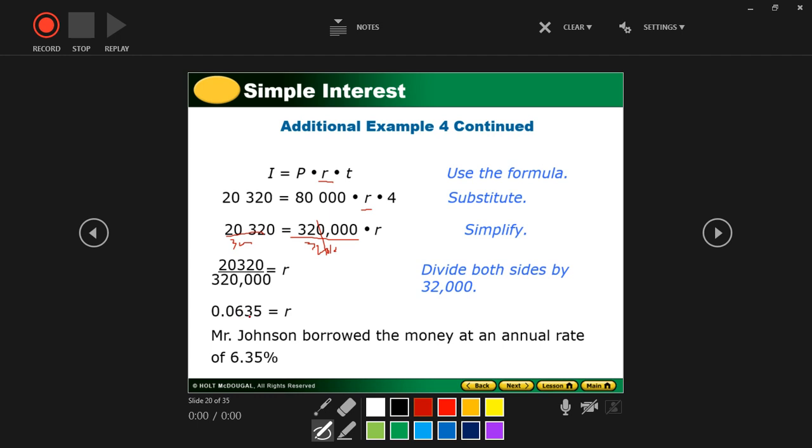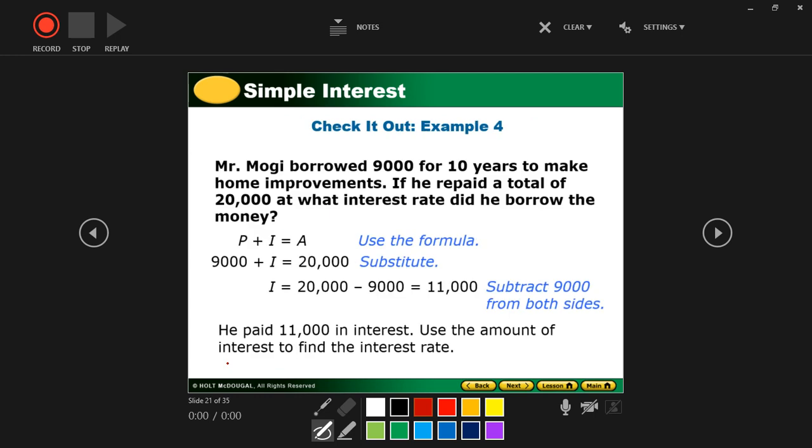But then, we're looking for the percentage. This is a decimal, so we multiply it by 100. 0.0635 times 100 gives us 6.35%. This means the rate of interest, the percentage of the interest, is 6.35%.